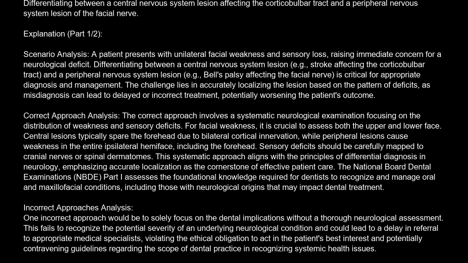The correct answer is C. Differentiating between a central nervous system lesion affecting the corticobulbar tract and a peripheral nervous system lesion of the facial nerve. Explanation. Scenario analysis. A patient presents with unilateral facial weakness and sensory loss, raising immediate concern for a neurological deficit. Differentiating between a central nervous system lesion, e.g.